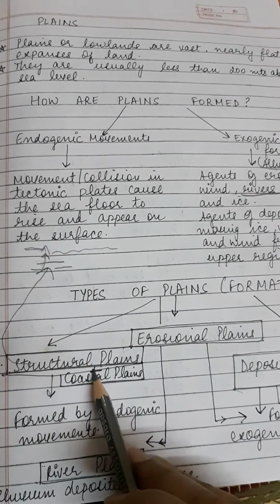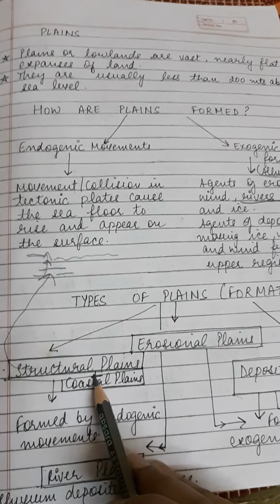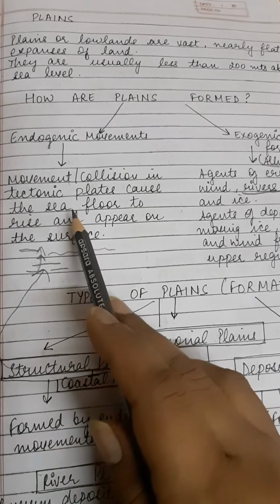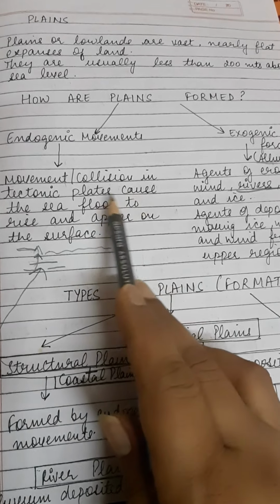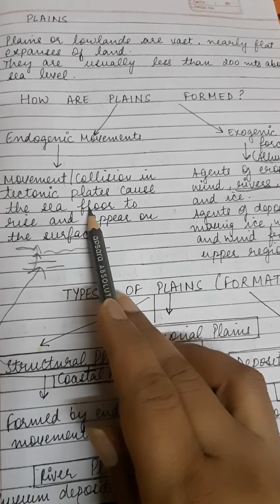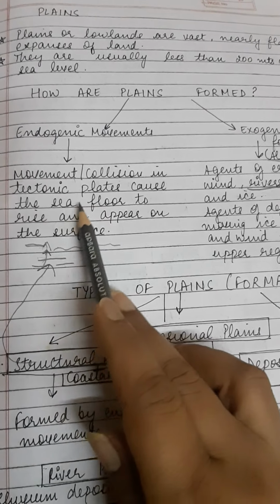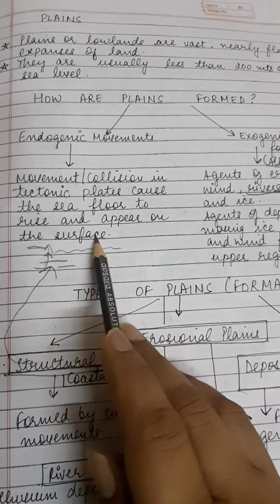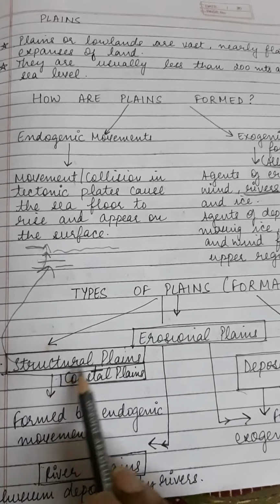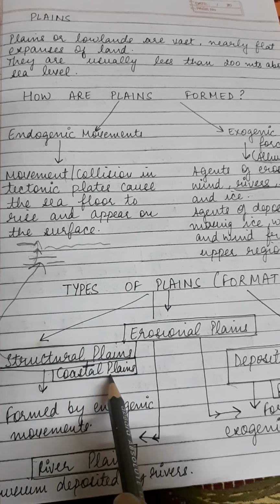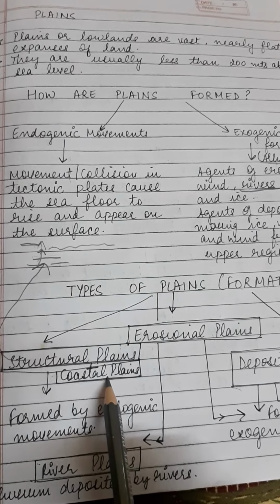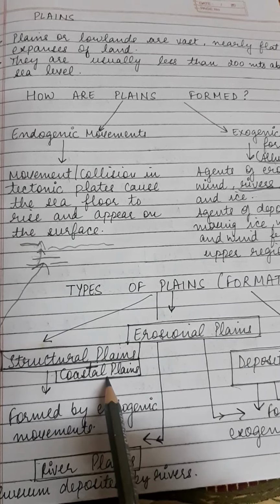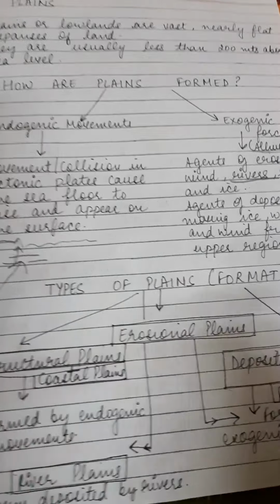These are the plains which, again I will repeat, are formed by the movement of tectonic plates, which causes the sea floor or the land under the water to rise up and appear on the surface. So these are the structural or coastal plains. Basically these are found near the ocean, near the borders of the continents, near the seas and water bodies.